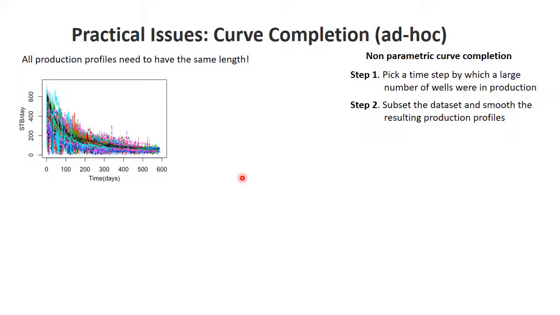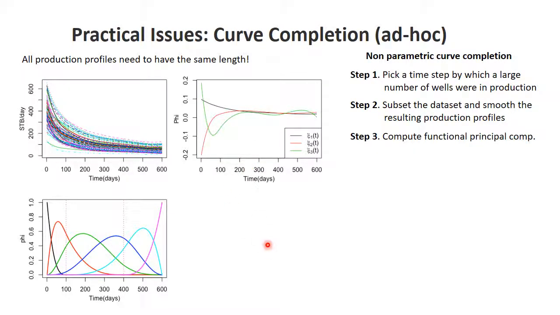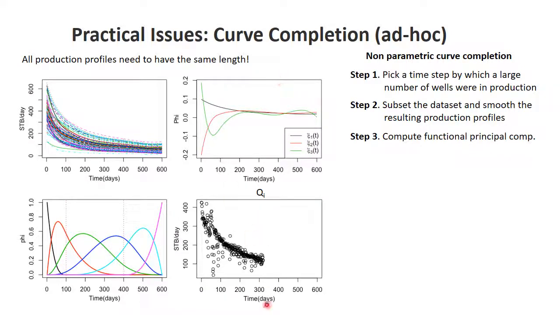So we'll look at that subset. For example, we know truncation here is around 5,600. We smooth that subset. We do our traditional FDA. Then we do functional principal component analysis, which gives us the functional principal components for that. So now what do we do with a well that has only 300 days of production?